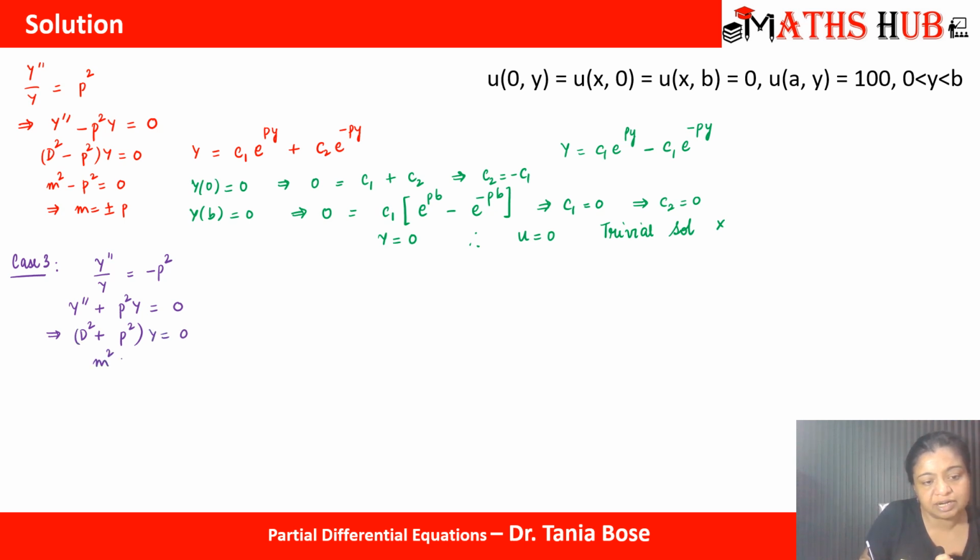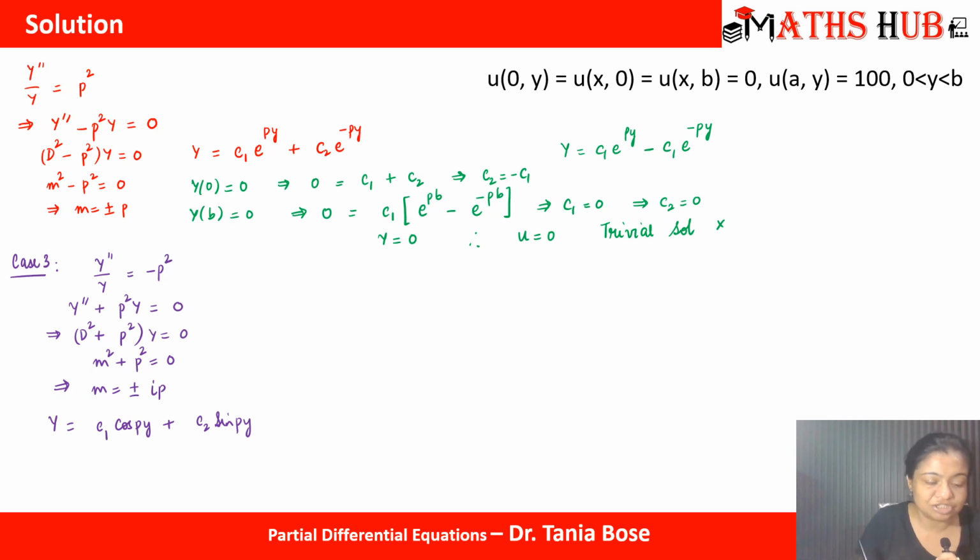So the auxiliary equation will be D square plus p square is 0, which will make the algebraic equation to be m square plus p square is equal to 0. So from here, what does it yield? It tells us that the value of m is equal to plus minus iota p, isn't it? So the roots are imaginary. If the roots are imaginary, then what is the value of y? y comes out to be C1 cos py plus C2 sin py, right?